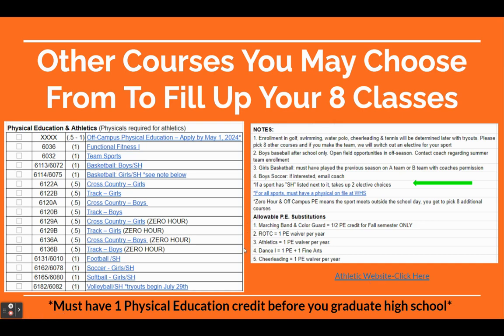Down here, you'll see there's allowable PE substitutions. All of these other courses can count as PE for you. So marching band and color guard, that can count as PE. ROTC, dance, cheerlead, all of these count as PE or athletics. So just things to know.